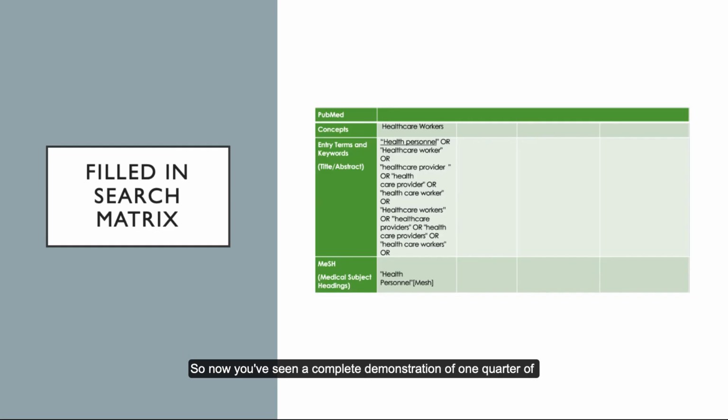So now you've seen a complete demonstration of one-quarter of our PICO search. You've seen the patient population of healthcare workers searched in MeSH to find the MeSH term and then formatted all of the entry terms. All of that is documented here in our search matrix so that it can be replicated in the future and just kept track of as we do this process. So now it's up to you to do the I portion of the search on your own.